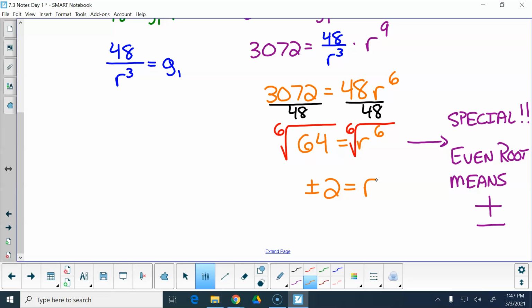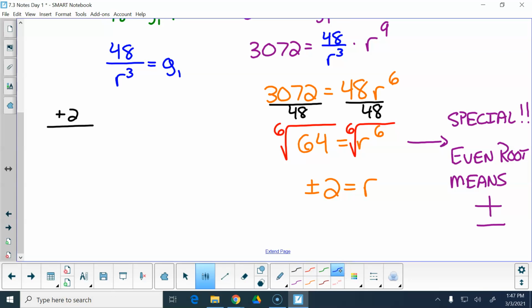Okay? So the 6th root of 64 is plus or minus 2. No, but didn't you say it was two? I said it was two, but I took Rick's answer. So now you got to go back and find g sub 1 first with positive 2.